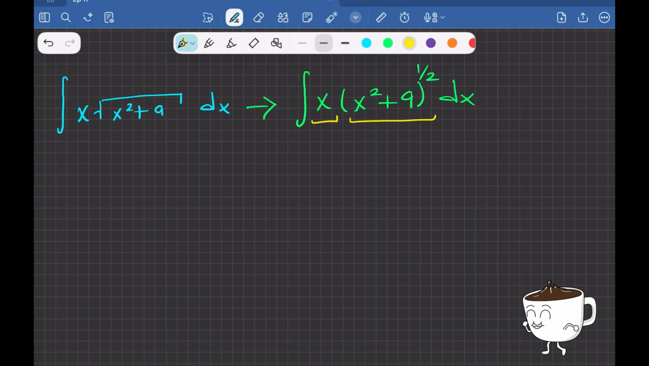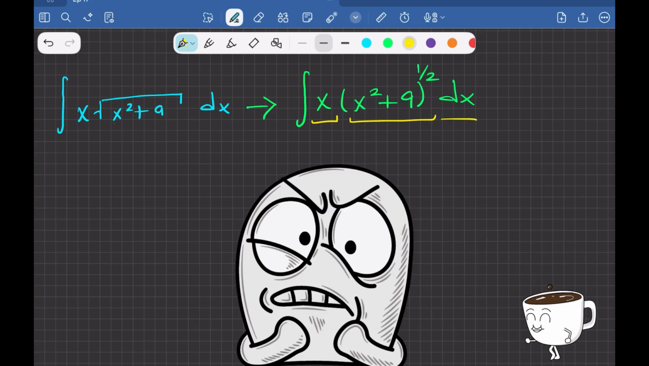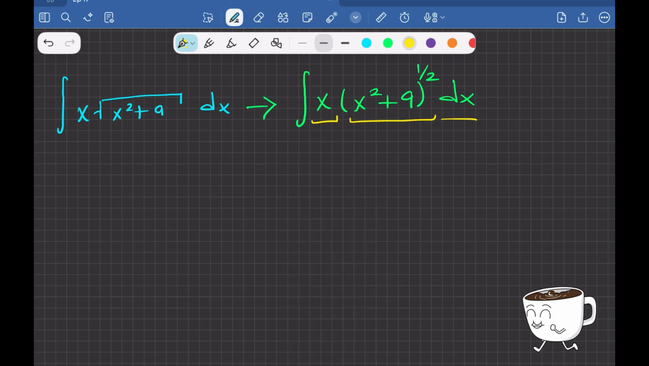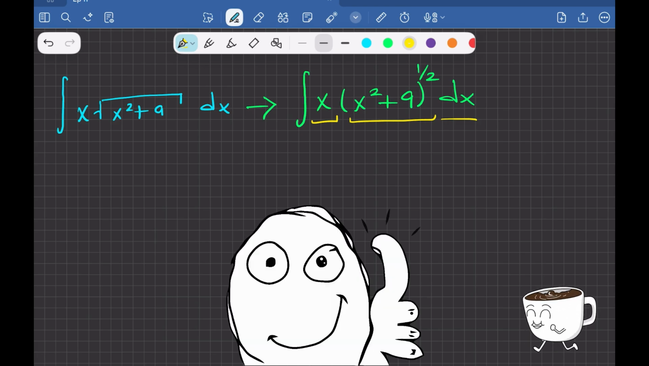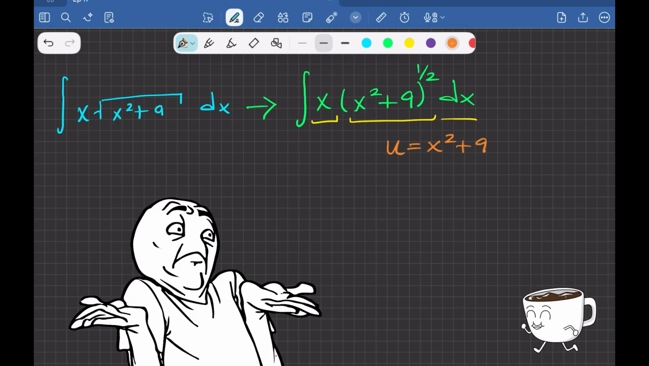So as not to lose the continuity of the other episodes, we are going to define how many terms we have. We have 2 terms, because we already know that this x goes with the du. In the next step, we choose one of these terms as u, and almost always we take as u the part that has the exponent. In this case, what has the exponent is x squared plus 9 to the 1/2, so we choose u equals x squared plus 9.